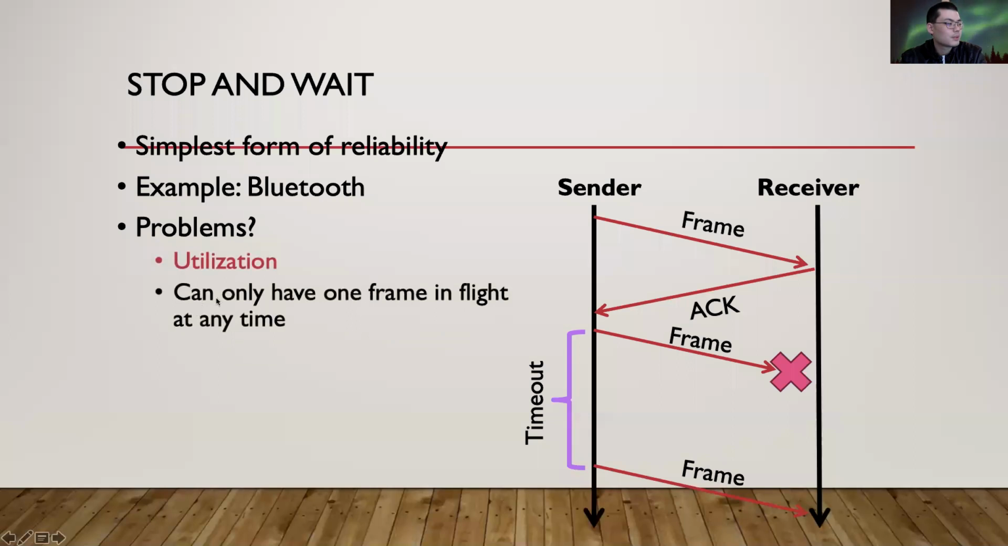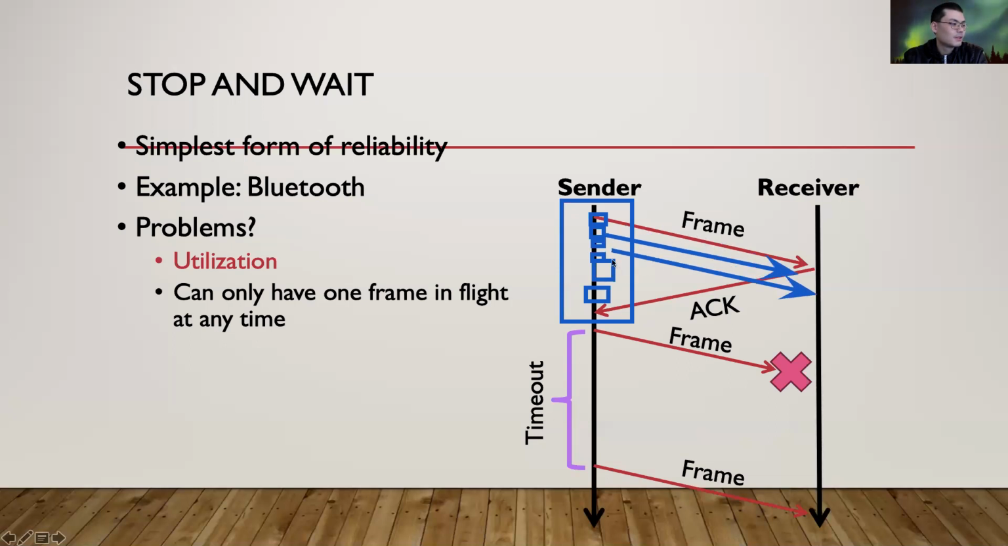So what's the problem? The utilization is not that high. We can only have one frame in flight at any time, which means, if you look at this whole period of time, I only have one frame. But in this time, I can actually put another frame here, another frame here, another frame here. Frankly speaking, assume we can put six frames during this period of time, and they can then propagate in the same medium, so they will be received altogether at the receiver side like this.